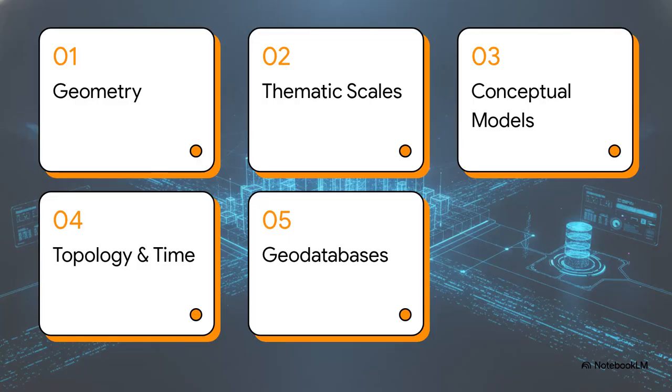Here is our system initialization checklist. We're going to build this layer by layer. 1. Geometry. 2. Thematic scales. 3. Conceptual models. 4. Topology and time. And finally, number 5. Geodatabases.